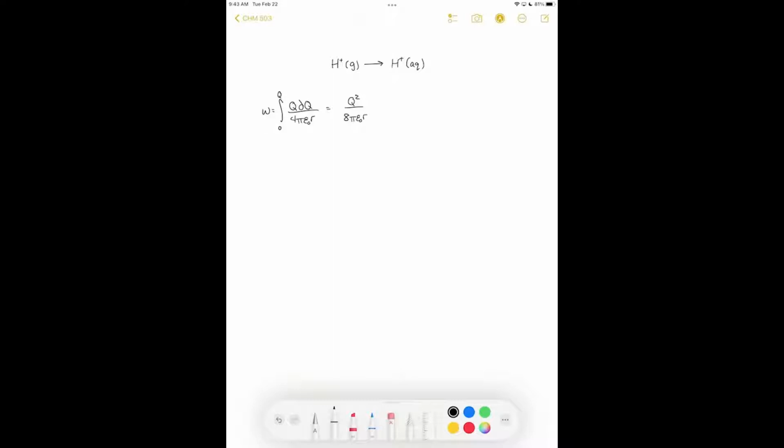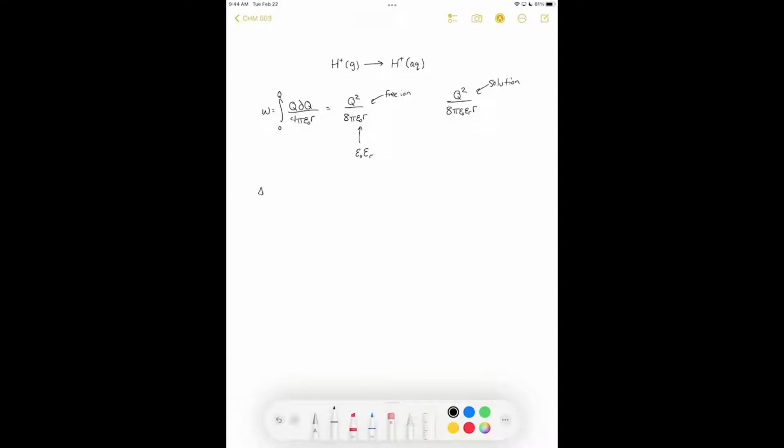If we did the same thing in solution, everything would be the same, except the permittivity would be different. So the permittivity of a vacuum is this constant epsilon naught. In a solution, it's epsilon naught times epsilon r, where epsilon r is the dielectric constant of the solution. So this is for the free ion or the gas phase. And then in solution, we would have q squared over 8 pi epsilon naught epsilon r times r as our solution work.